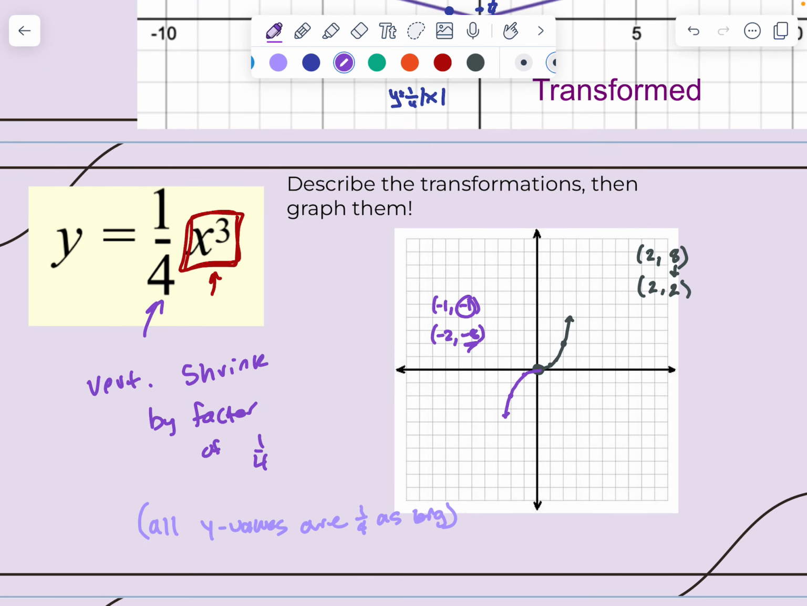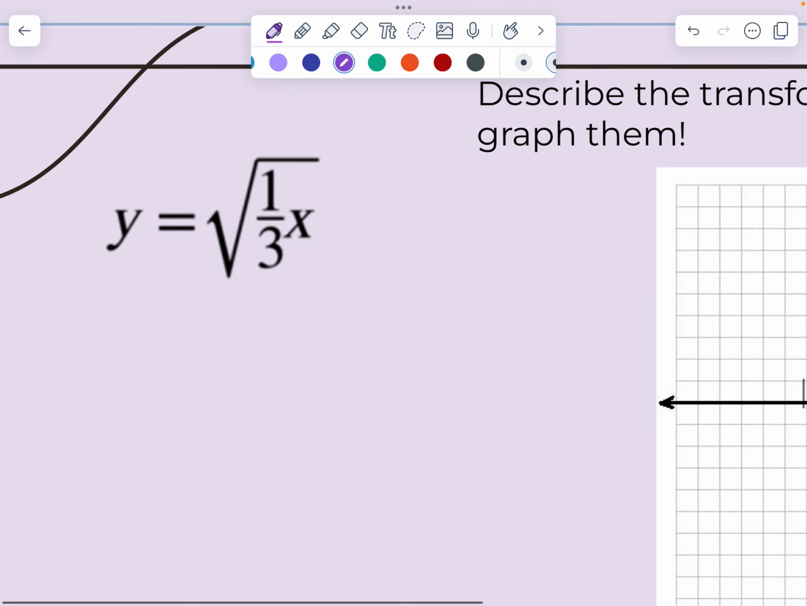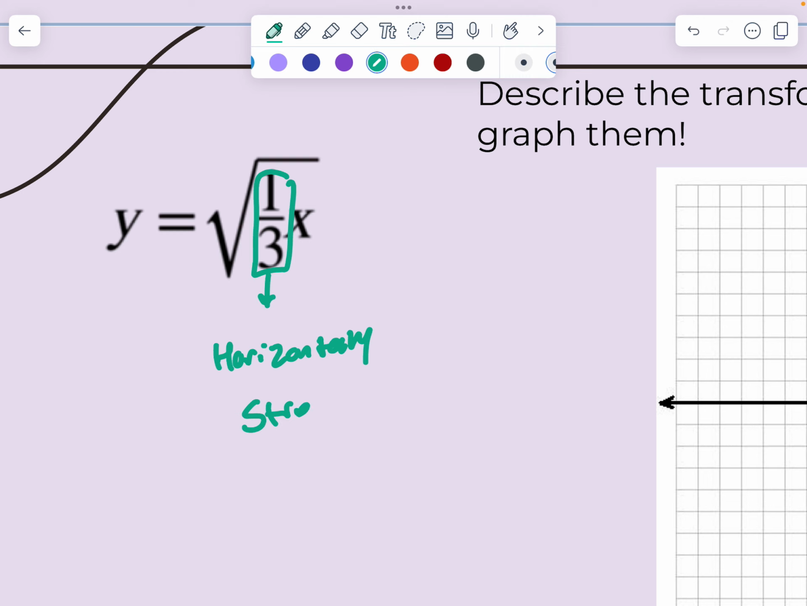So again, one way you can do this is talk yourself through: here's the normal pattern, but the change is the y's are 1/4 as big. I'll do this one with a table. This one I'm going to identify right away. Horizontally, this is stretched. It is opposite on the inside, by a factor of 3.